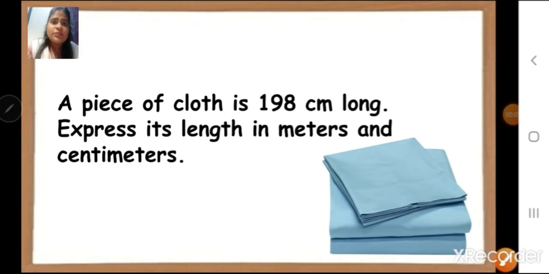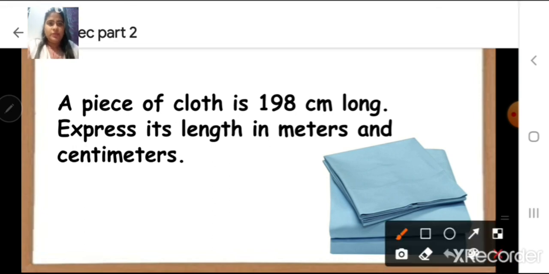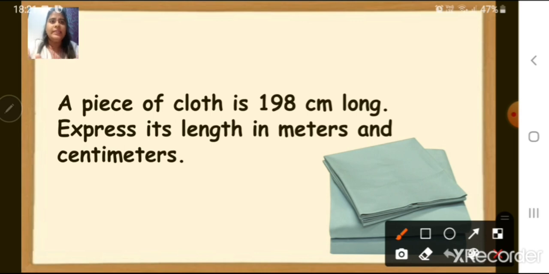Children, now let us take one more example. A piece of cloth is 198 centimeter long. Express its length in meters and centimeters. Now children, understand the question, okay? There is a piece of cloth and it is 198 centimeters long. It is given in centimeters. We have to express it in meters and centimeters, okay? So how are we going to express that?